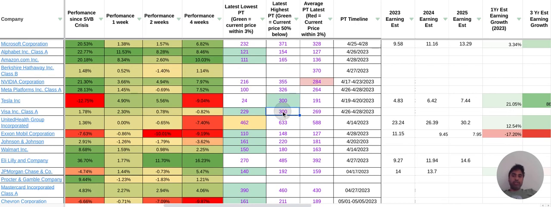So that's why it's green. So there is one more indication where it is. And then see the lowest price target for Tesla is 24. It's crazy. But if you look at the average, it's 191. So currently the stock is well below its average price target.